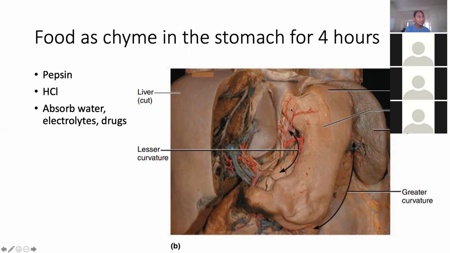So this is the cardiac portion, fundus portion, body portion, and the greater curvature and lesser curvature. This is the pyloric portion. And you can see now the stomach is very closely related to the spleen. So, spleen here.